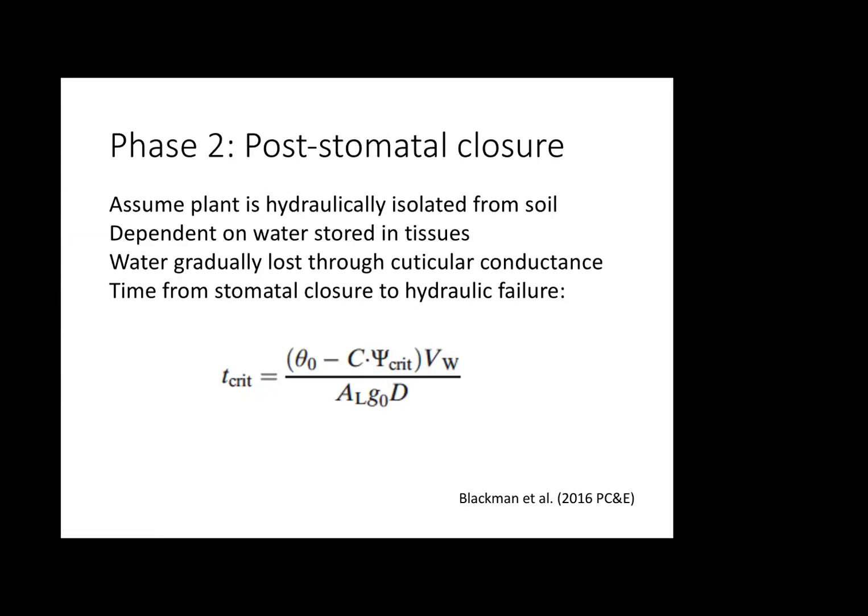Phase 2, post-stomatal closure. So the way that we think about what happens after the stomata have closed is that we assume that the plants are actually hydraulically isolated from the soil. So as the soil continues to dry, the water potential will drop and drop and drop, and the plants don't want that to happen. So they basically cut off the connection with the soil.